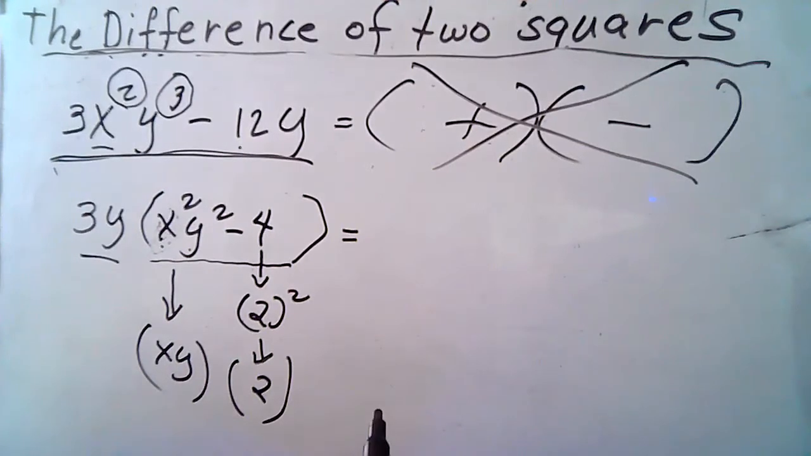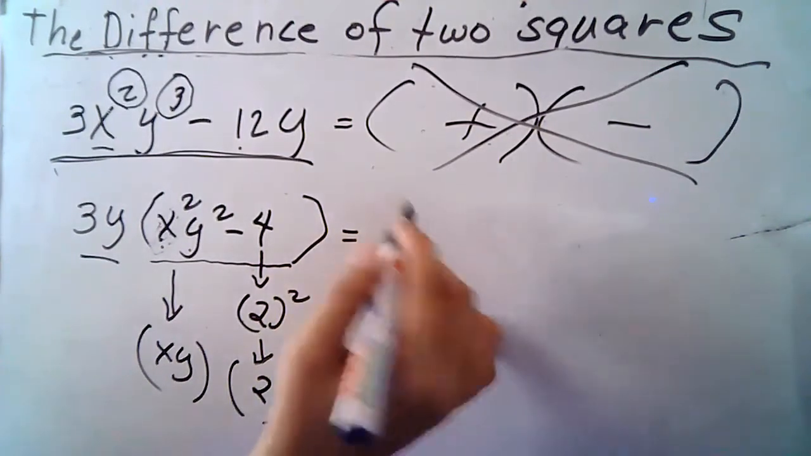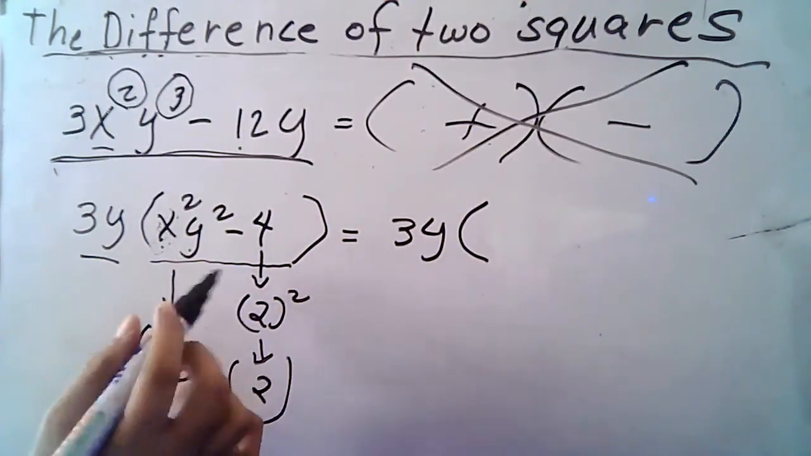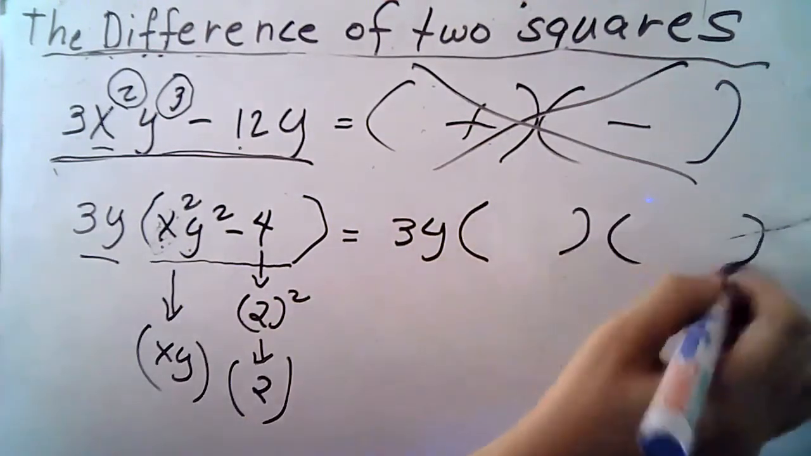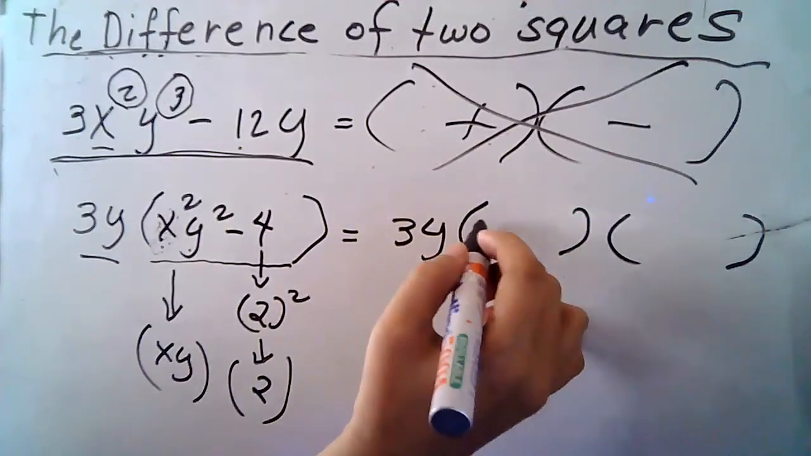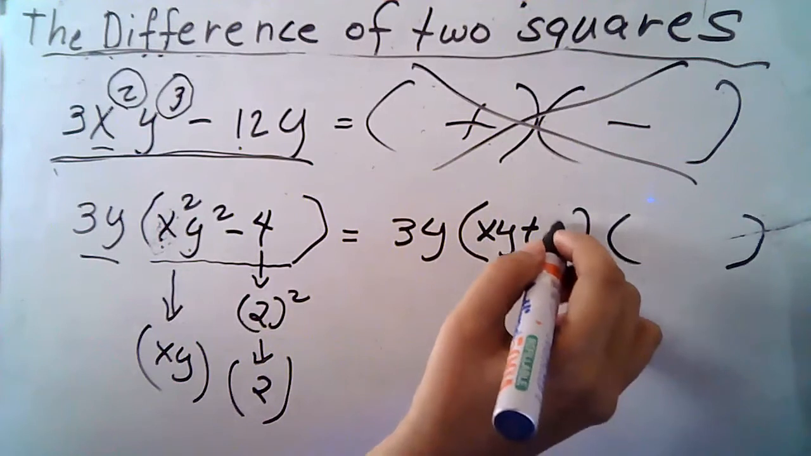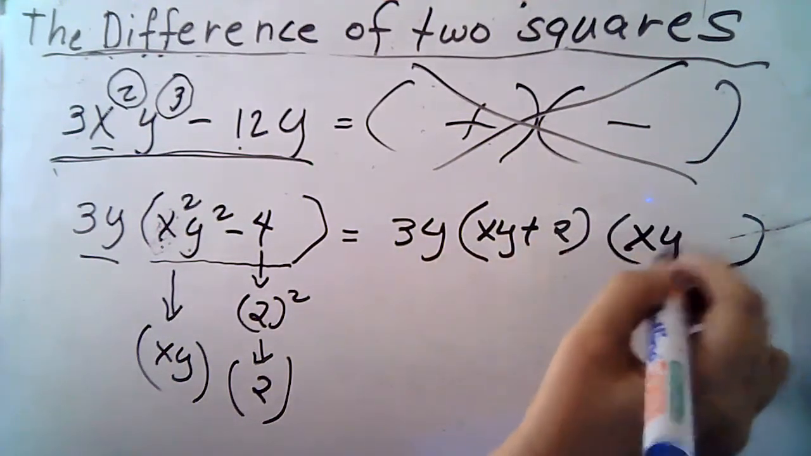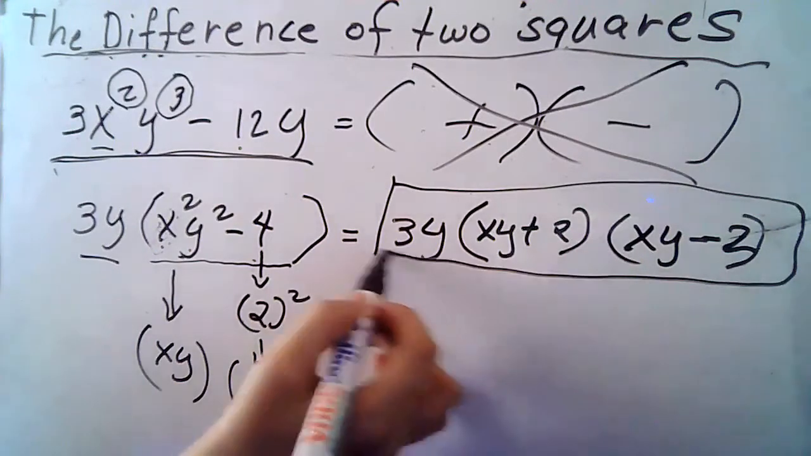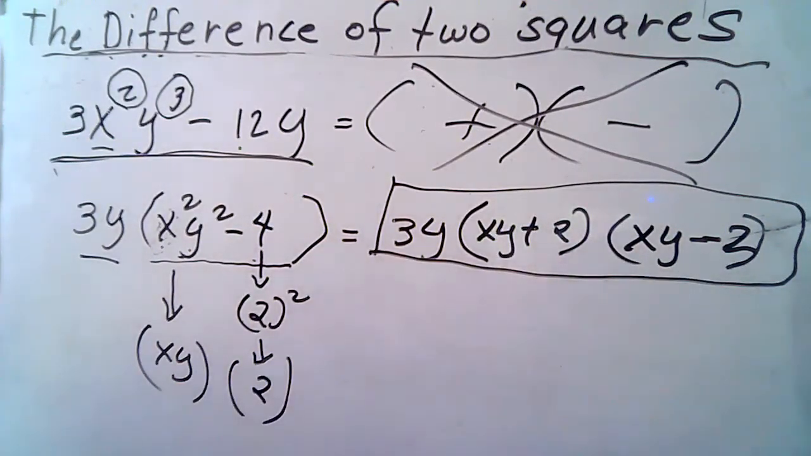All right? So to complete this factorization, we need to express one factor as the sum and the other as the difference. So this is the complete factorization: 3y, then the product of these two binomials, xy plus 2 and xy minus 2. So now we've completed the factorization by expressing one factor as the sum and the other as the difference.